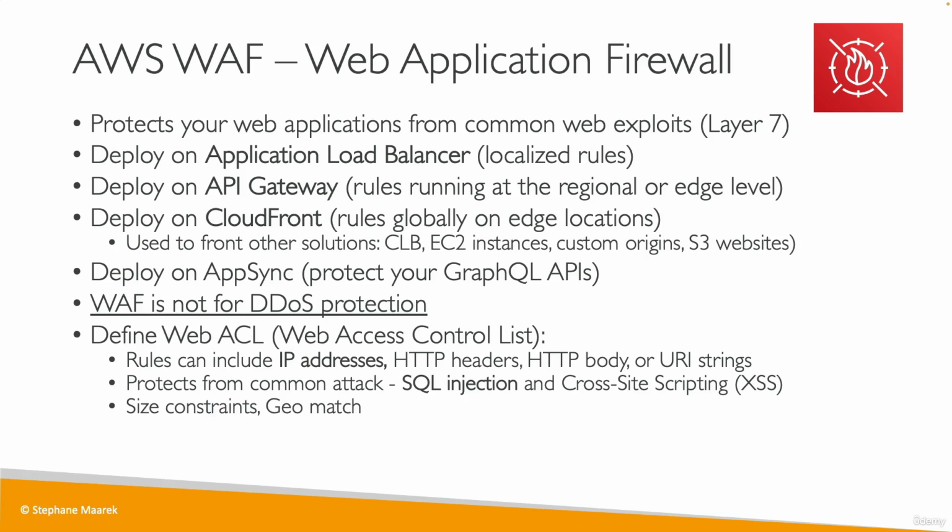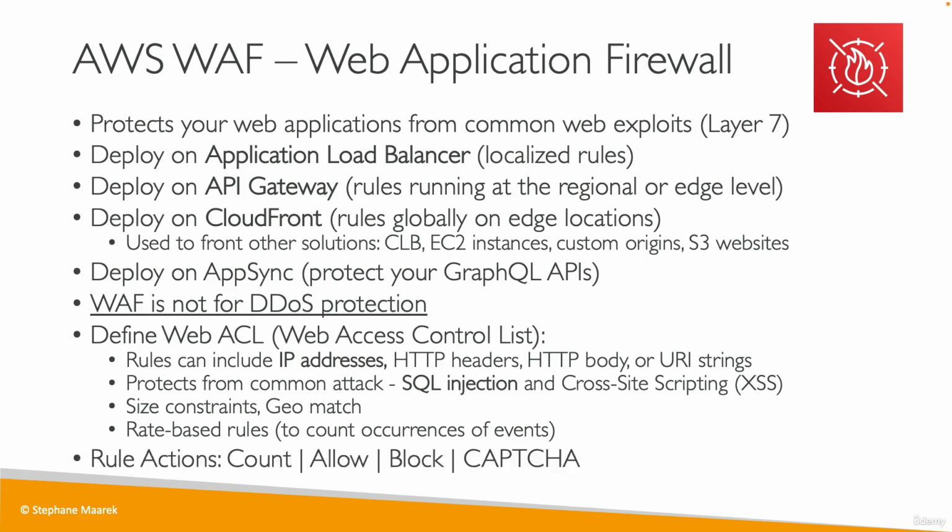You can have size constraints to say, hey, any request bigger than 20 megabytes I don't want. You can have geomatch to block or allow a specific country. And you can have rate-based rules, so to count occurrences of events and say, hey, if this happened more than 5 times per second, this looks fishy, block it. And the rule actions can be allow or block, as we know, to allow or to block traffic.